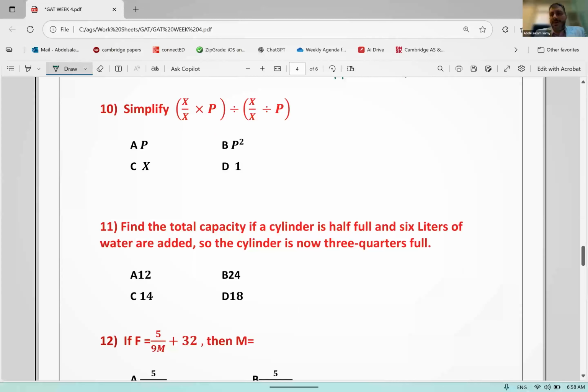Question number 10. How can we solve this question also quickly? Read the question in a good way and do not feel it is complicated. This question is a tough question. I have x and b and x and b, and we have division and we have multiplication. How can I simplify it? No, take it step by step.